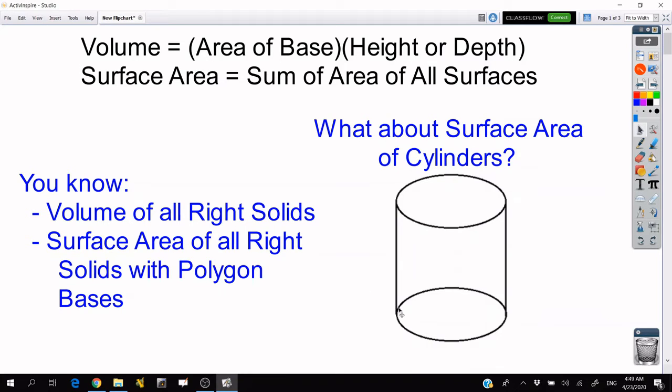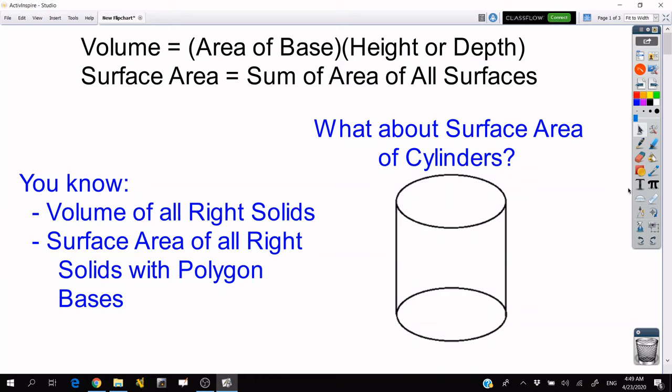Right solids is to say if this dimension is perpendicular to this dimension, like the base here is flat and the lateral dimension is vertical. So those are right solids. You can do the volume of all of those. You can do the surface area of all right solids with polygon bases. And you did that this morning. I see that in a lot of your work. What we haven't talked about is the surface area of cylinders.